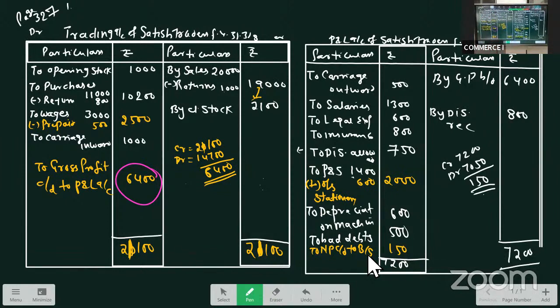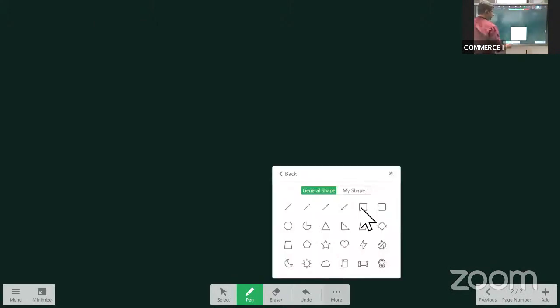Where do we show it in the balance sheet? We will add net profit to the capital account. On the liability side, we'll add this to the capital account. So we are done with the trading and P&L account. Now let us take the balance sheet.